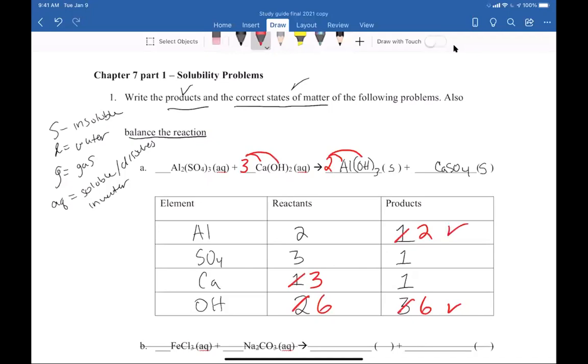All right, and if you see as well, Al is also balanced. Now, we can focus on SO4 or we can focus on Ca. It doesn't matter. I'm just going to go down the list. I'll just do SO4 next. We have 3 on the reactant side, but we only have 1 in the product side. Obviously, I want 3 and 3. So 1 times 3 is going to give me 3. That 3 will go into Ca, and it will also go into SO4. And then both of those will be balanced as well.